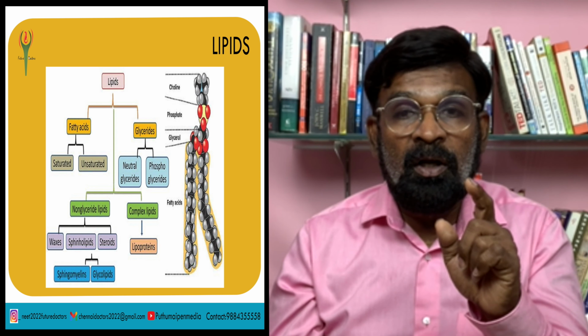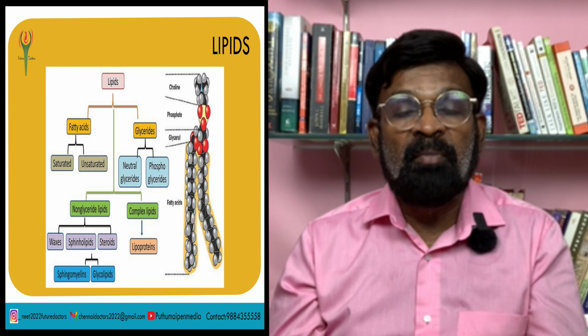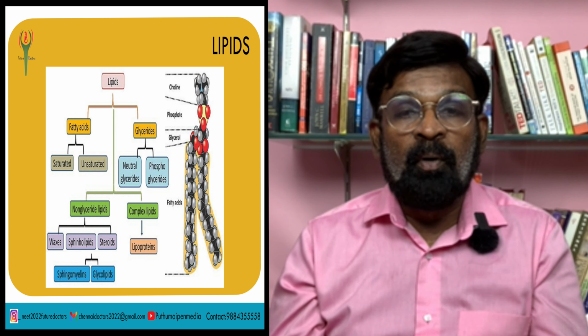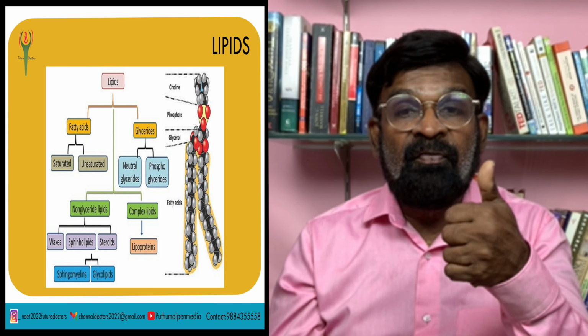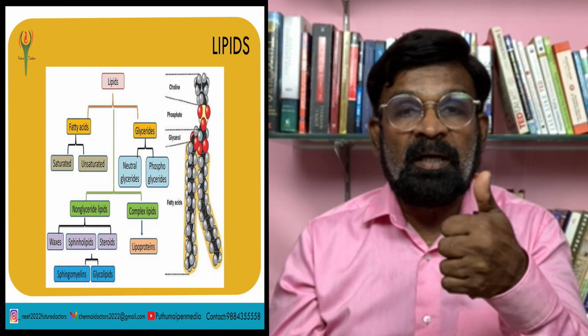Fats are also differentiated into two main types on the basis of their melting point at room temperature. Number one is the hard fats, which are solid at room temperature and contain long chains of fatty acids. Example, animal fat.